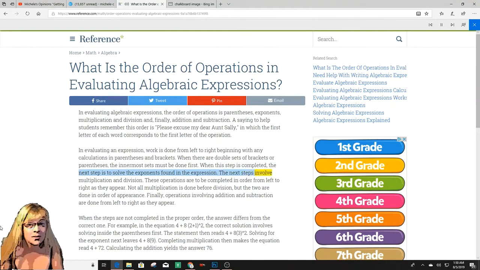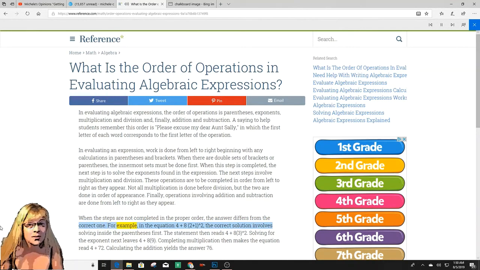The next steps involve multiplication and division. These operations are to be completed in order from left to right as they appear. Not all multiplication is done before division, but the two are done in order of appearance. Finally, operations involving addition and subtraction are done from left to right as they appear. When the steps are not completed in the proper order, the answer differs from the correct one.